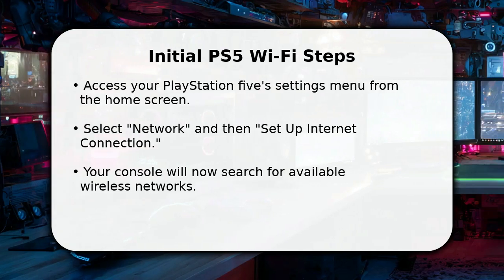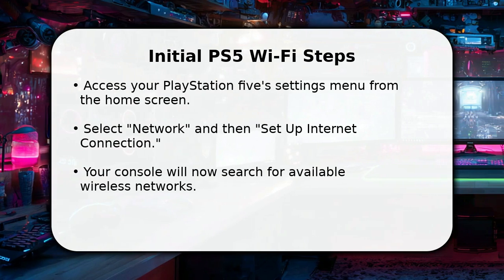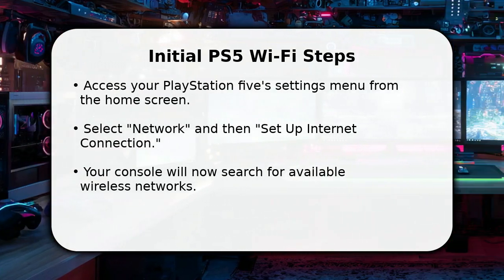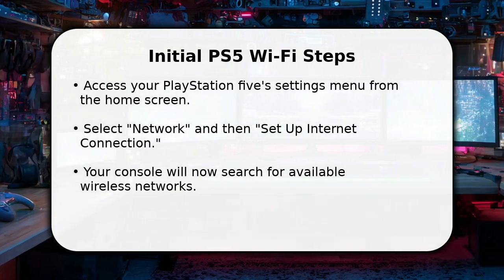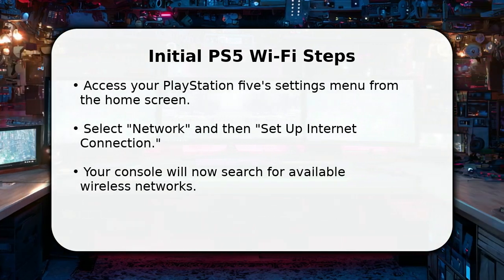In this video, I will explain how to connect a PlayStation 5 to Best Western Wi-Fi. First, power on your console and navigate to the home screen. Locate the gear icon for Settings in the upper right, then choose Network. Next, select Settings once more, and then Set up Internet Connection.